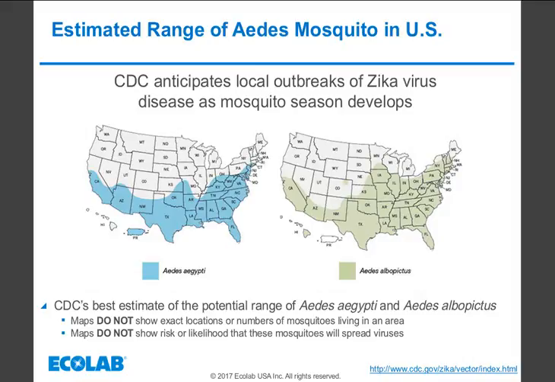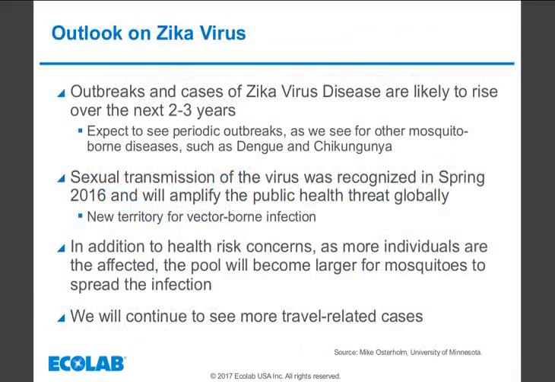And so my closing remarks are going to center on the outlook for Zika virus. I think that Dr. Mike Osterholm at the University of Minnesota has summarized it well. He believes that outbreaks and cases of Zika virus disease will increase over the next 2 to 3 years, followed by periodic outbreaks, similar to what we're currently seeing for dengue and for chikungunya. The fact that sexual transmission of Zika virus disease occurs is going to amplify the public health threat globally. And as more people become infected, the pool will become larger for mosquitoes to spread the infection. So I'll now turn it back over to Joelle, who will specifically talk about reducing risk of Zika infection.